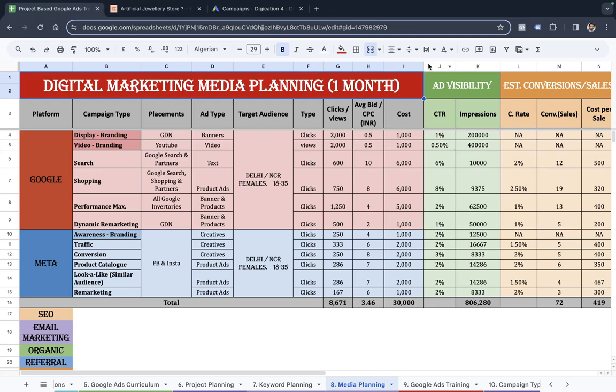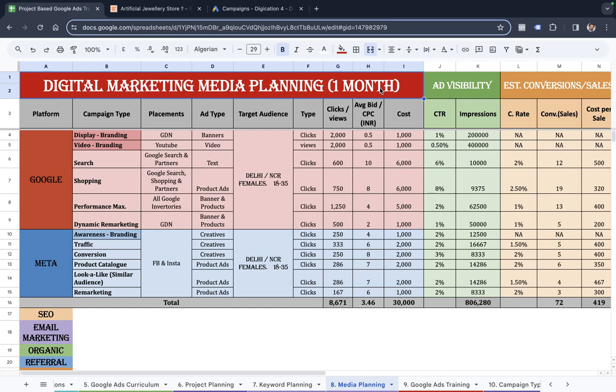Now, digital marketing media planning is one of the most important topics for people who are looking forward to become a digital marketer. In fact, if you are thinking about getting into a job, then the first thing that the interviewer will ask you is to check if you know how to make a plan for the project.